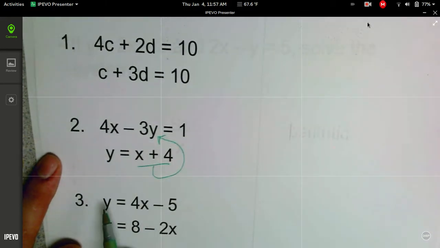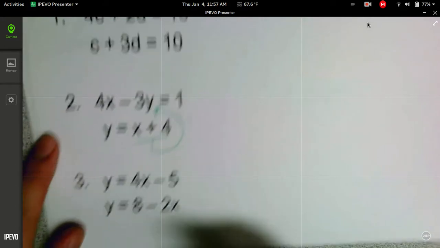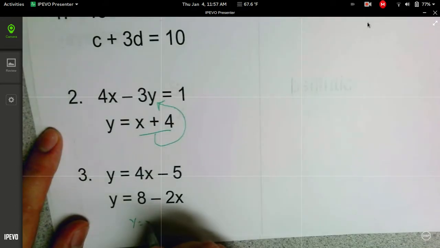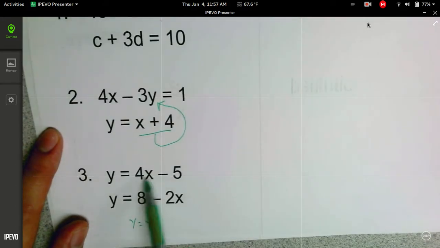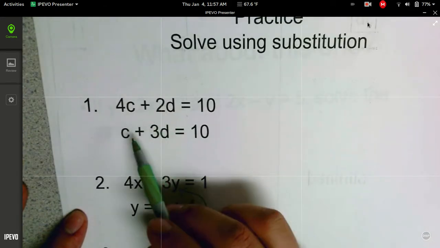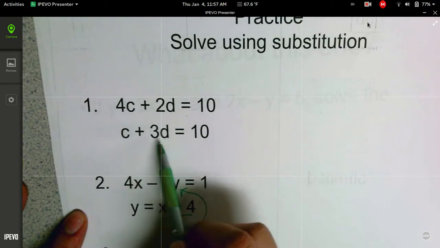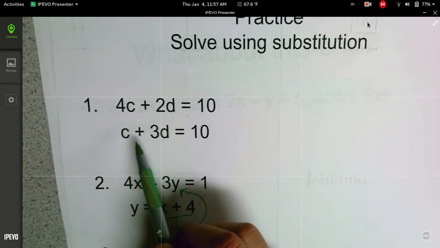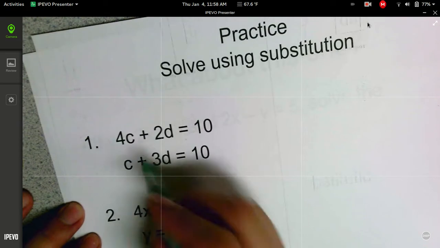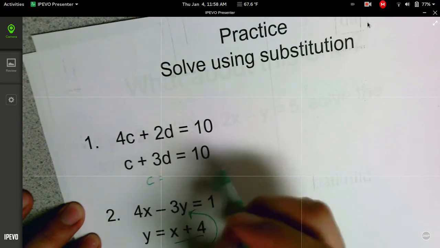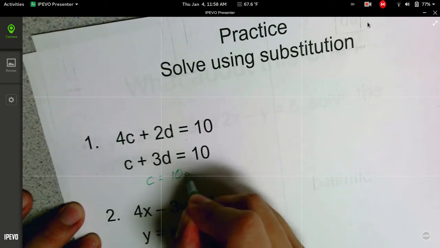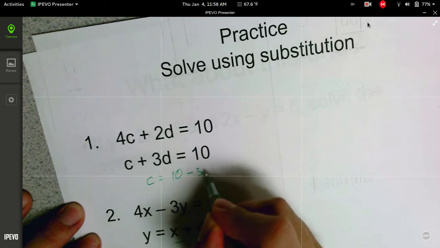This one here, they're both equal to y. So by the reflexive property, we know y is equal to y, which means we can take these two lines, 4x minus 5 and 8 minus 2x, and set them equal to each other and solve for x, and then we'll go back and we'll find y. Okay, let me help you with this first one here. I'm going to solve for c in the second line because it's a variable by itself. I don't have to do any division. So that means that c will be equal to 10 minus 3d.